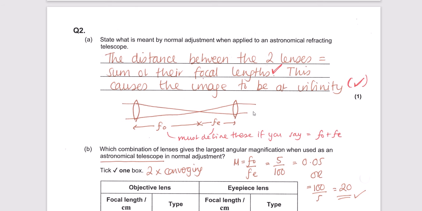So the distance between the 2 lenses has to equal the focal length of the objective lens plus the focal length of the eyepiece lens. And in the mark scheme, it says if you say equals f0 plus fe, you have to say where f0 is the focal length of the objective and fe is the focal length of the eyepiece. So just be specific there.